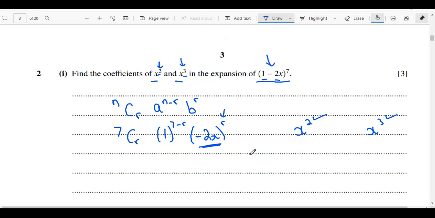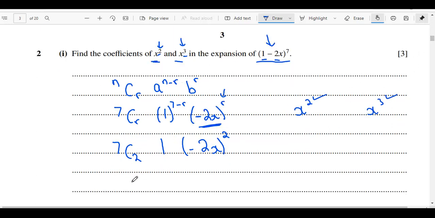Okay. So it would be 2 and 3, right? 7C2. 1 is going to be 1, whatever the power is. I'll write it down 1. Minus 2x square. Why square? Because I know that I need x squared. For that, it should be 2. I'll simplify this. So 7C2 and then minus 2 squared would give me 4. This would be the coefficient. What is the coefficient exactly? What is the value?